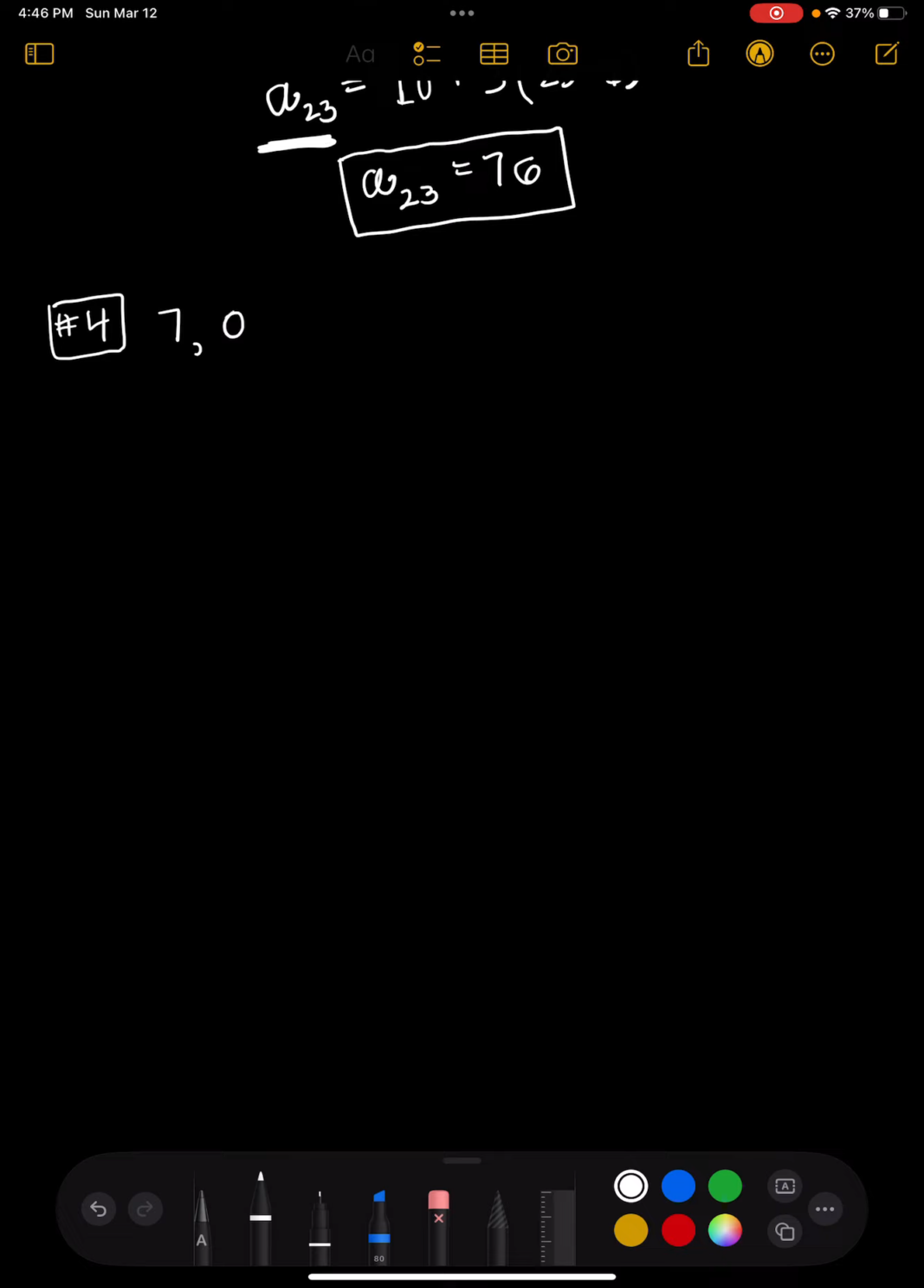So my new sequence is 7, 0, -7, -14. And what we want to do is use that formula, a sub n is equal to a sub 1 plus d times n minus 1. And then we want to know all of our information. So the first thing I want to find is d, or what I'm adding or subtracting every time.